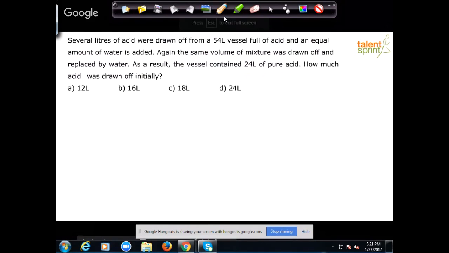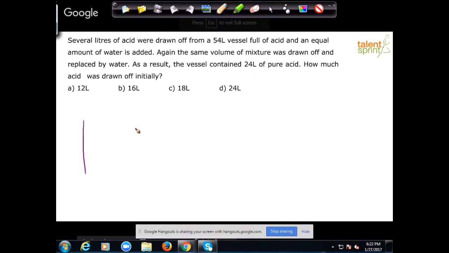Okay, so time now to take it up. I'm sure you guys are also getting a little impatient with the waiting for the solution now. So let's look at this. What does it say? Some X liters or some quantity of acid were drawn off from a 54-liter vessel full of acid, and an equal amount of water is added. Again, the same volume of mixture was drawn off and replaced by water. As a result, the vessel contained 24 liters of pure acid. How much acid was drawn off initially?